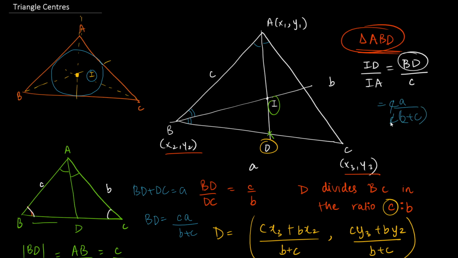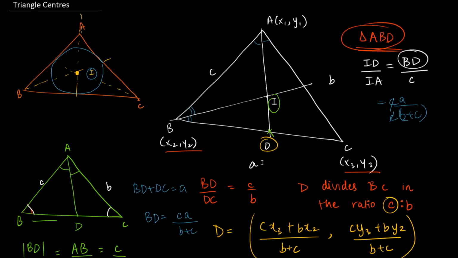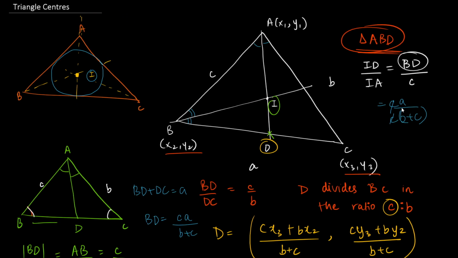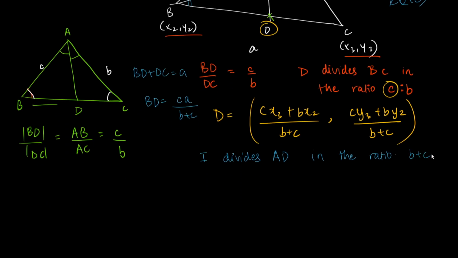Anyways, so I now divides AD in the ratio. The ratio is IA is to ID, so the opposite of it. So IA is B plus C is to A. So this is the ratio. And we know what the coordinates of A are. They are x1, y1, and D is just this. Now we just need to apply the section formula right again.